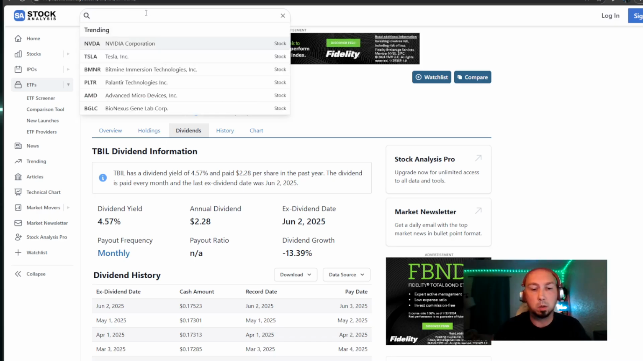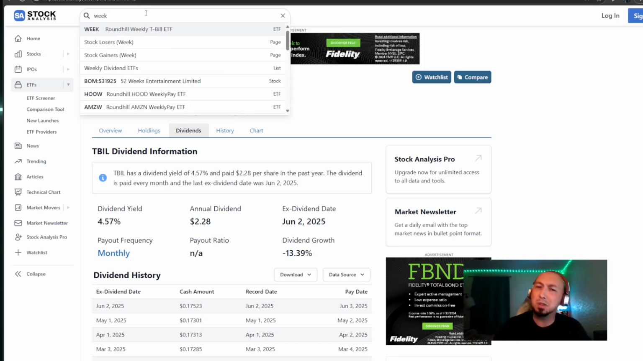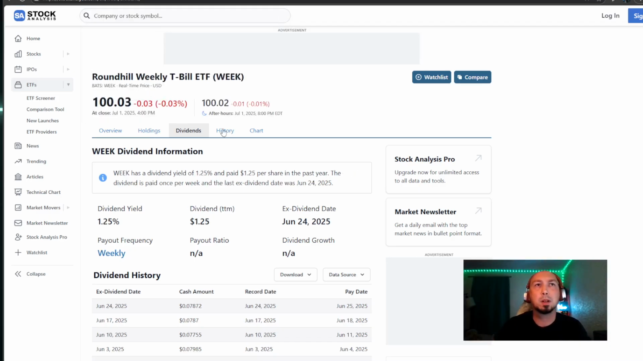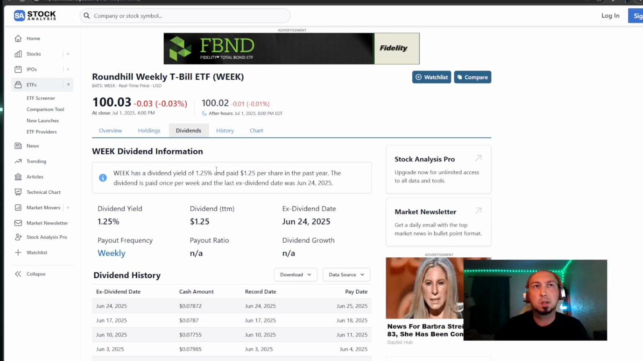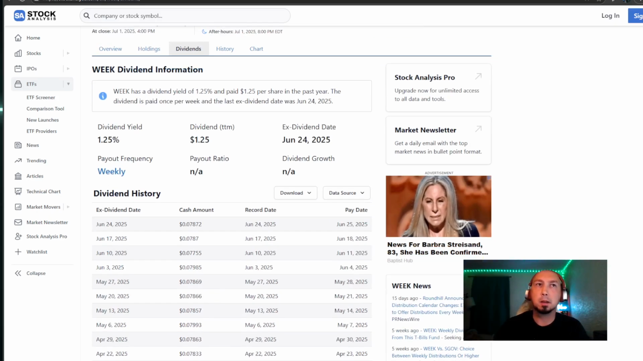The one last one I want to show you is called Week. It's an interesting one. Roundhill has it. It's $100, so it's twice as much as T-bill per share, but you get 125 per week. Oh, so it's a higher price to buy in. So you have to do the division and then see if they compare from T-bill over to week. They basically, it is T-bill. It's just divided by 4.